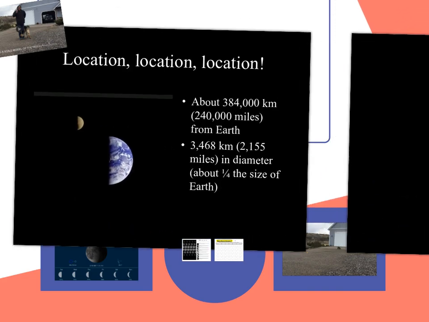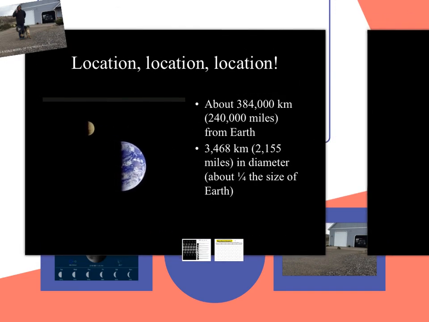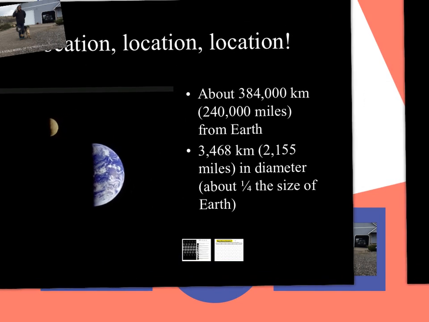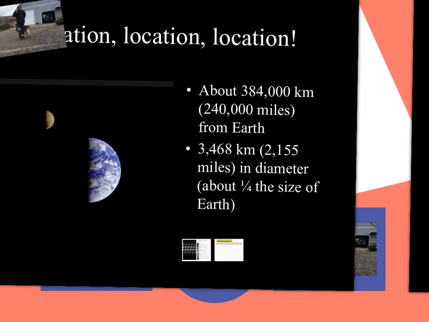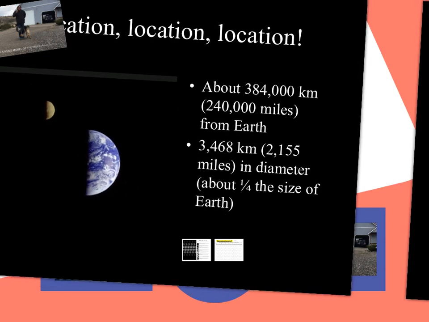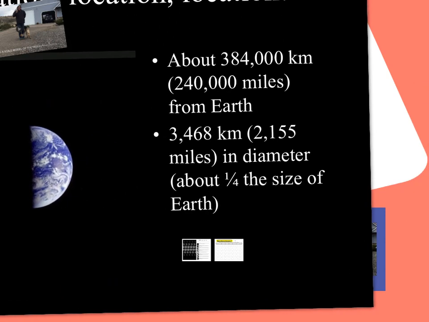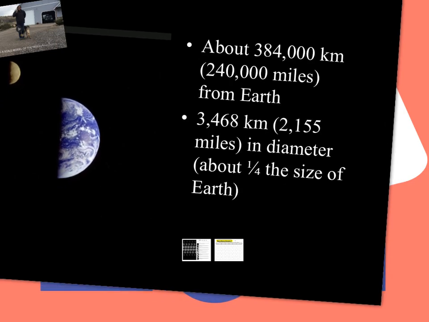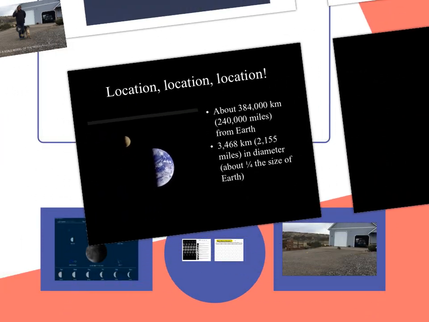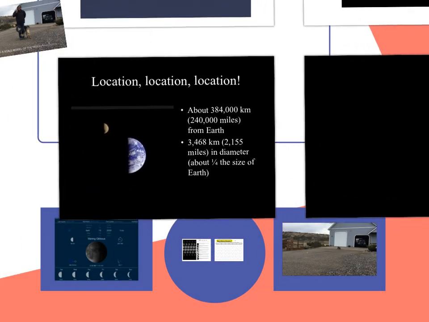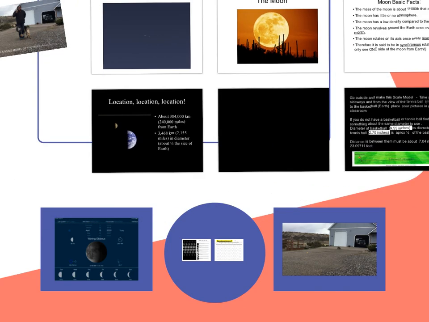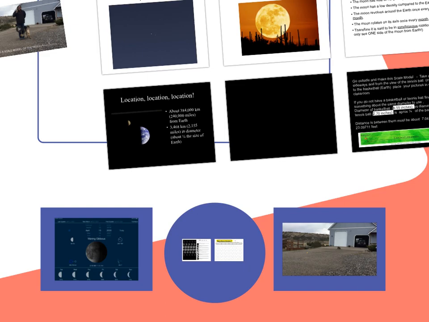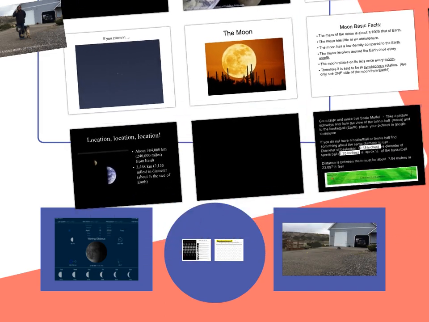Location. Okay, so the moon is about 240,000 miles from the Earth, which is kind of hard for us to understand, but it's pretty far away. And it is about 1/4 the size of the Earth. That's an easy number to remember, and so you're going to be looking at some models. Now, slide 10, and you can't see it here, but slide 10 is the video on the right. You're going to watch that.